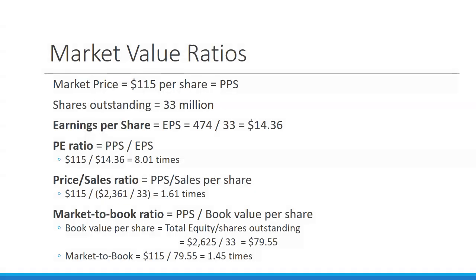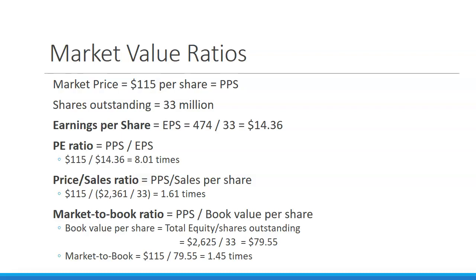Then we have our market value ratios. The market value ratios look at information about our company's stock. So we need the market price per share and the number of shares outstanding. Our earnings per share is net income divided by the number of shares outstanding. So this tells us how much net income is generated per share.